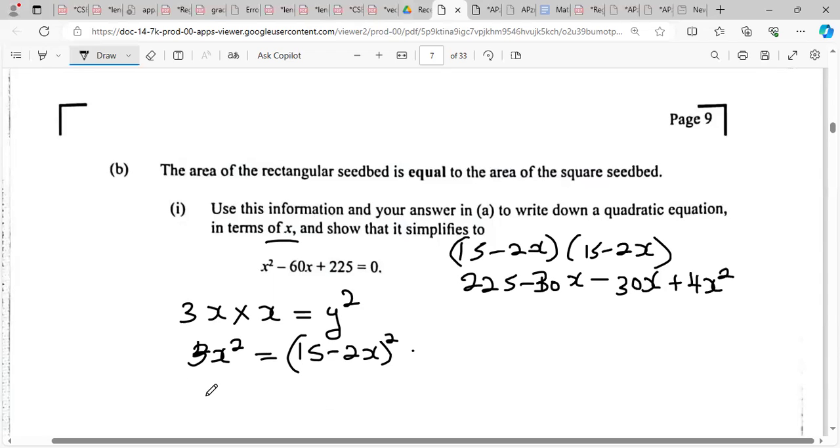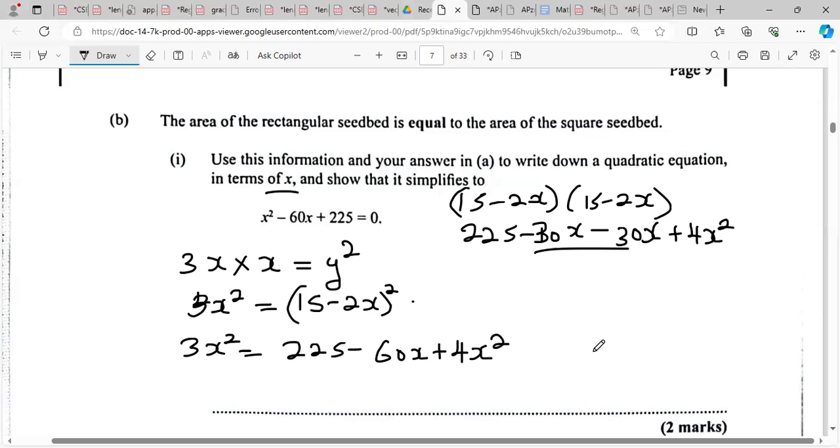So we have 3x squared equal to 225. Both of them negative, so we add and we get negative 60x. And then we have positive 4x squared. Now, since they work with only this alone over the side here, we could subtract this from both sides and get the answer. So we're going to just, I just do want that. No, sir. What did I want?